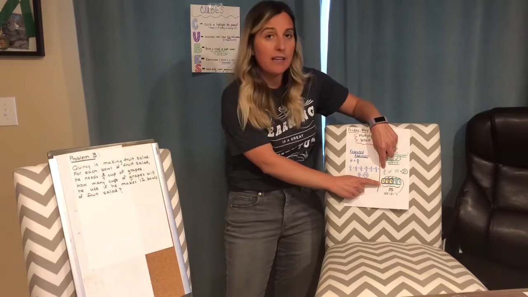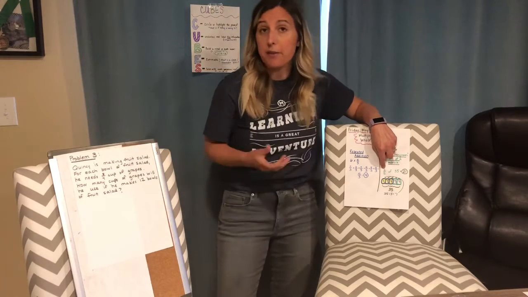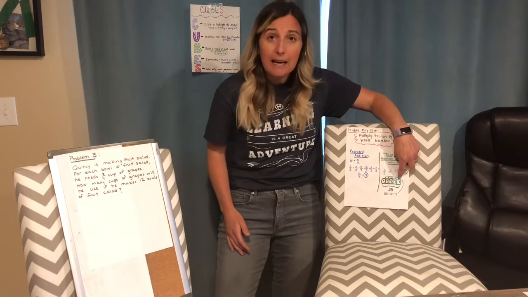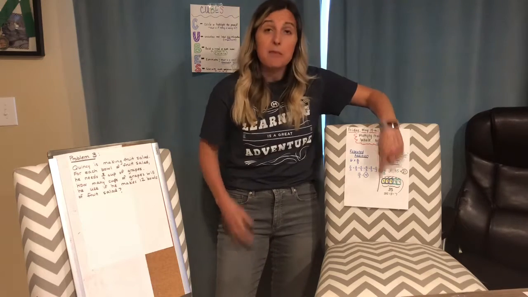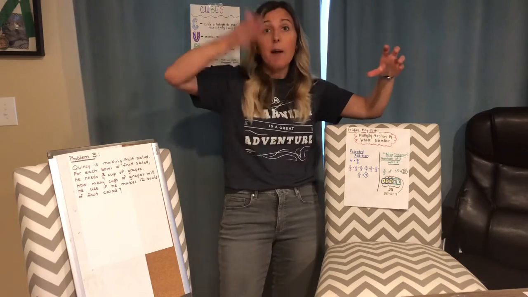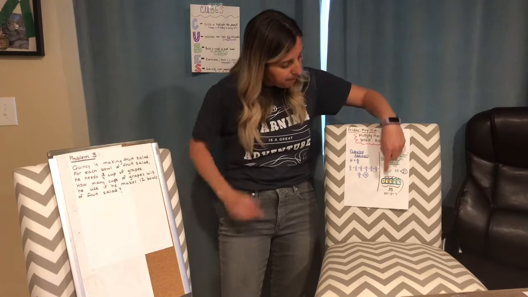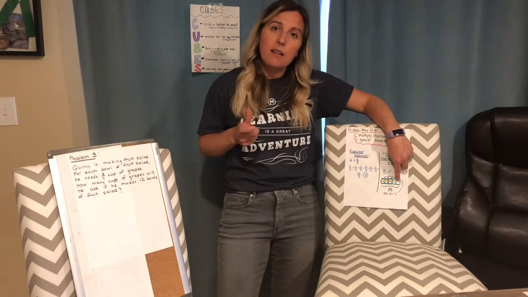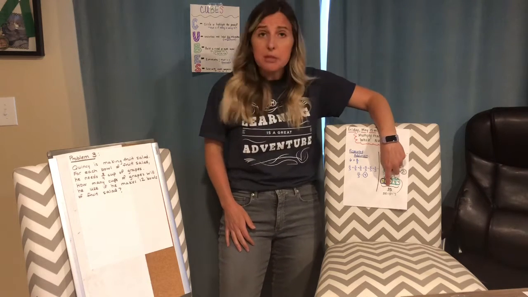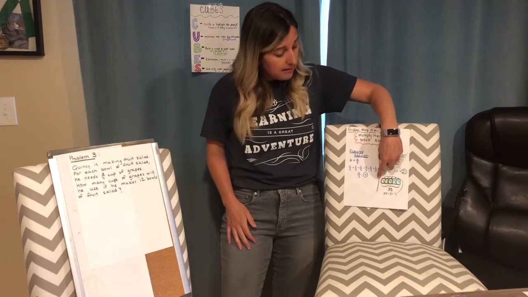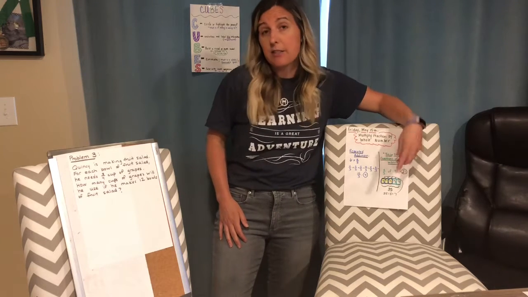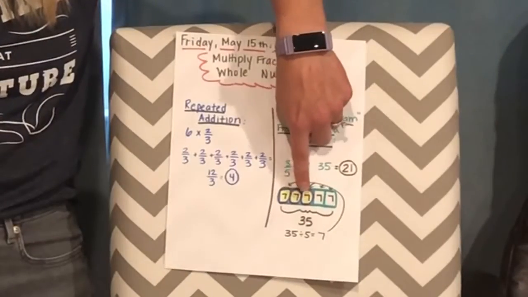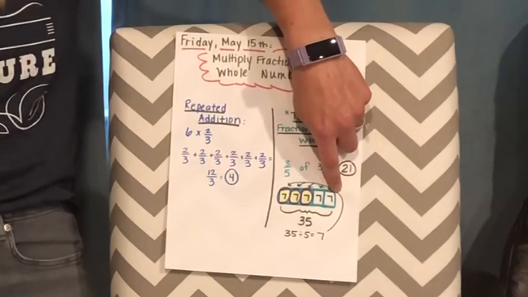Now, since I want to find 3/5 of that 35, I am going to split my tape diagram up into fifths. So I'm taking my 35 and I'm splitting it up into 5 equal pieces. Well, how do I know what each piece is equal to? Well, I'm going to do some division. 35 split up into 5 equal parts is 35 divided by 5, which is 7. Each fifth here equals 7.